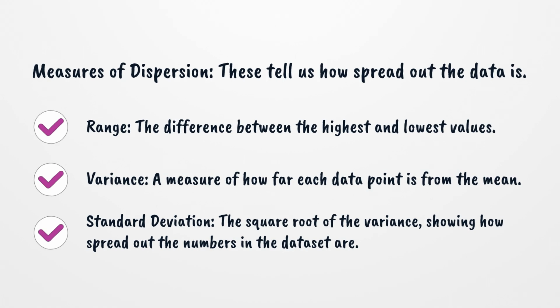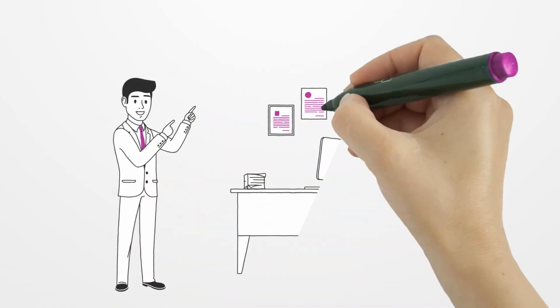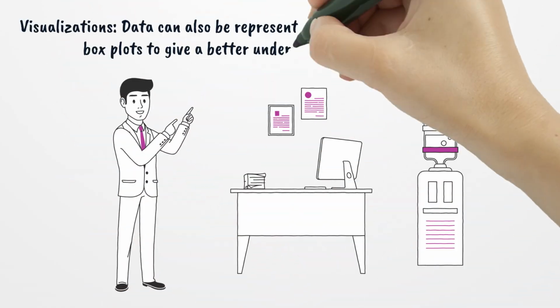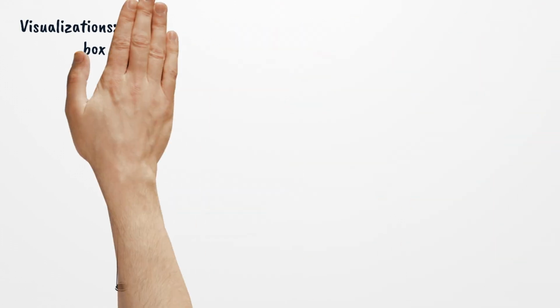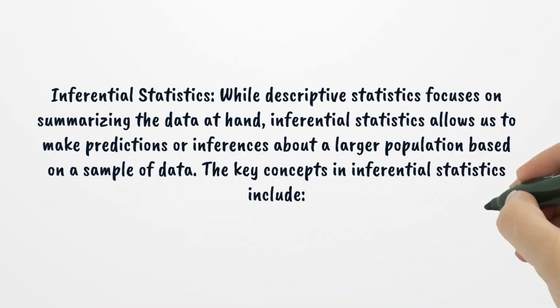Common measures are range, the difference between the highest and lowest values; variance, a measure of how far each data point is from the mean; standard deviation, the square root of the variance, showing how spread out the numbers in the dataset are. Visualizations: data can also be represented using histograms, bar charts, and box plots to give a better understanding of its distribution.